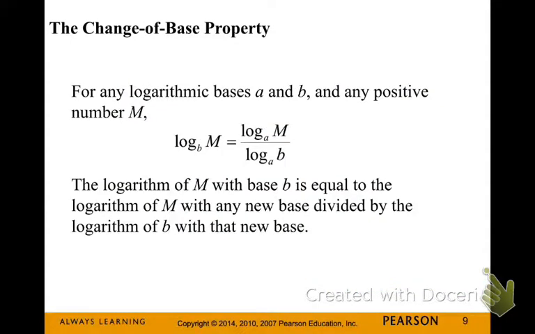The last property we're going to talk about is going to really help us evaluate logs that are not nice numbers when we're working with our exponents. This is the change of base property. It says for any logarithmic bases a and b and any positive number m, that log base b of m will be equal to log base a of m over log base a of b. Another way of saying it: the logarithm of m with base b is equal to the logarithm of m with any new base divided by the logarithm of b with that new base.